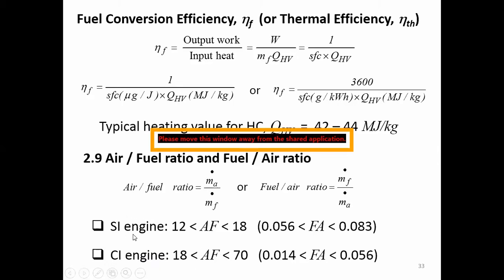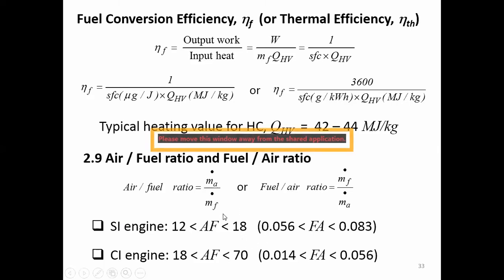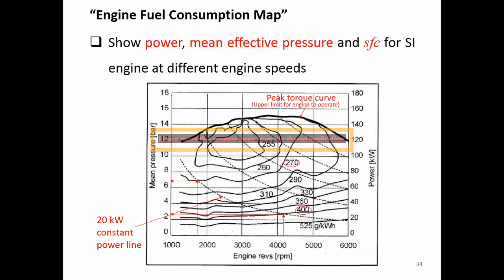But for the SI engine, the number lies in between the rich mixture and the lean mixture, because it goes from 12, which is considered a rich mixture, to 18, which is a lean mixture. So the SI engine can use lean or rich, but the CI engine preferably has to be lean. And the fuel-air ratio is shown right here, because it is 1 over the air-fuel ratio.